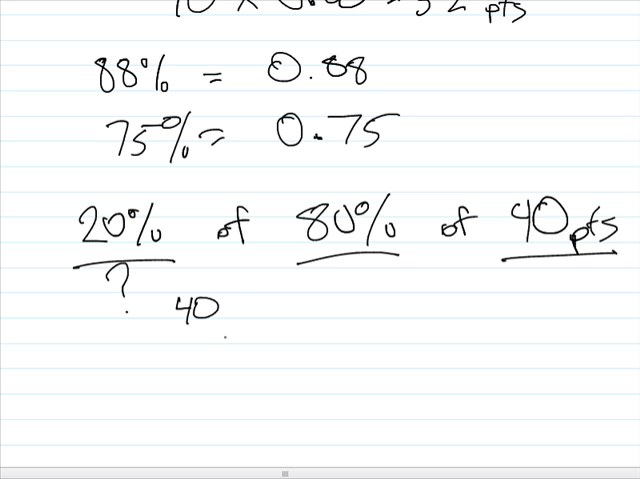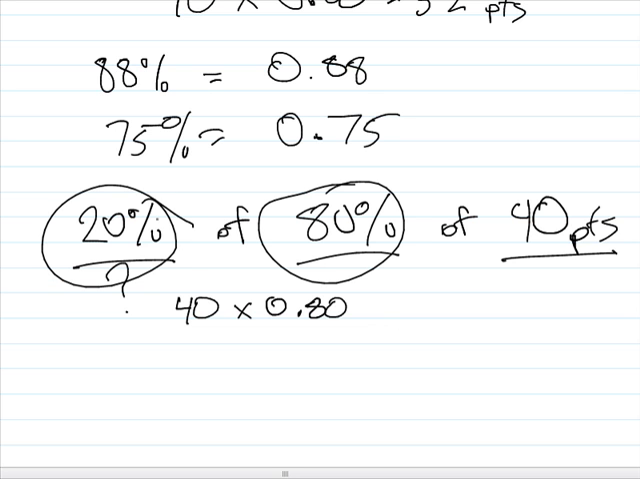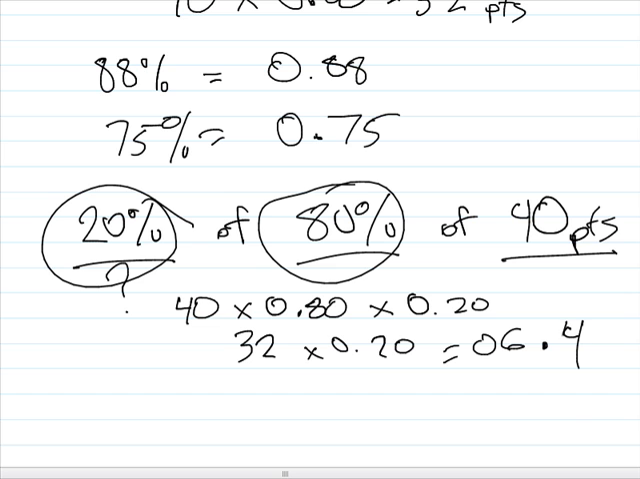If your starting number is 40, and you want to figure out what 80% of 40 is, you would multiply by 0.8. And then if you wanted to figure out what 20% of that 80% of 40 was, you'd multiply by 0.2. In other words, you can just multiply them together and continue doing that. This would be 32 times 0.2, and that would equal 6.4. So if you took 0.2 and multiplied it by 32, you'd get 6.4 points total.